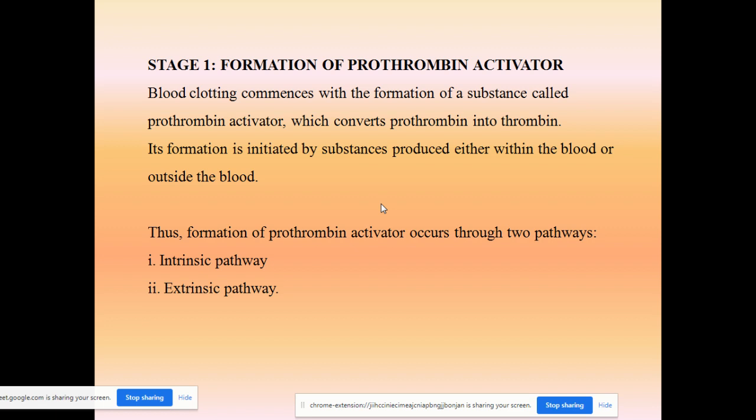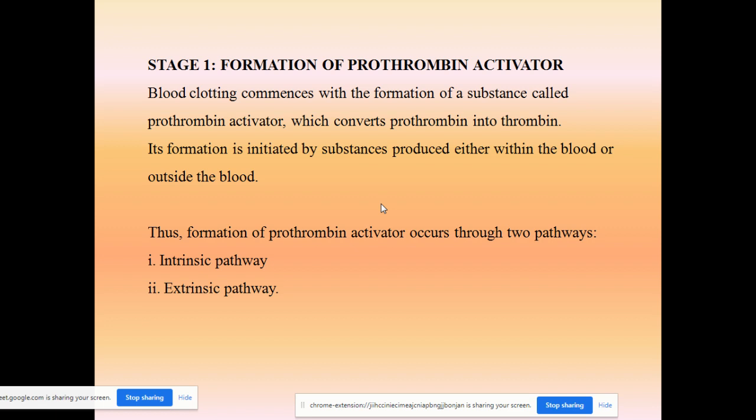Okay, so the first stage is the formation of prothrombin activator. When we studied platelets last time, we saw how prothrombin activator is very, very important. It is important in both the intrinsic pathway as well as the extrinsic pathway. Blood clotting commences with the formation of a substance called prothrombin activator. Only when prothrombin activator is formed will it convert prothrombin into thrombin.